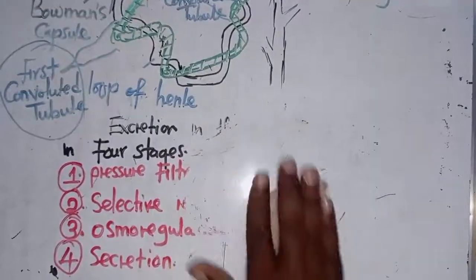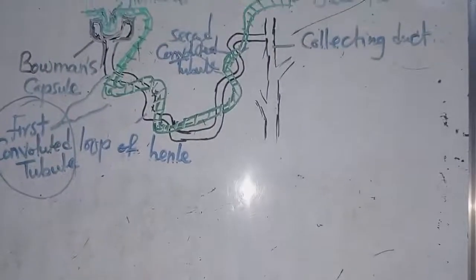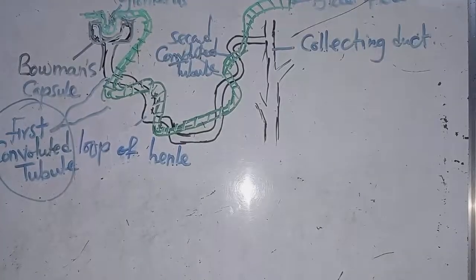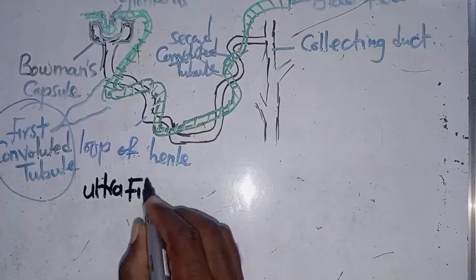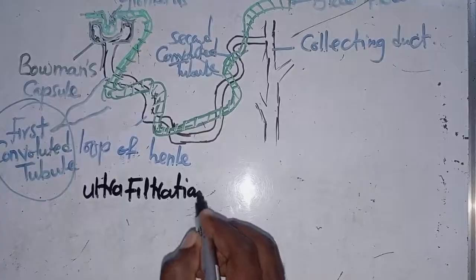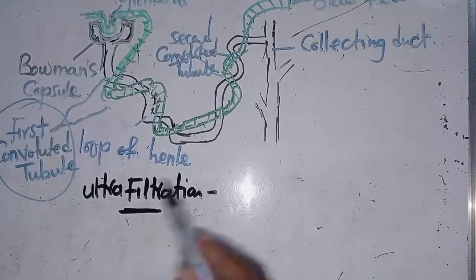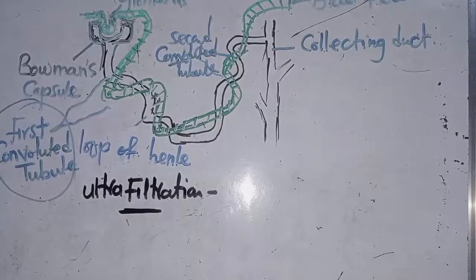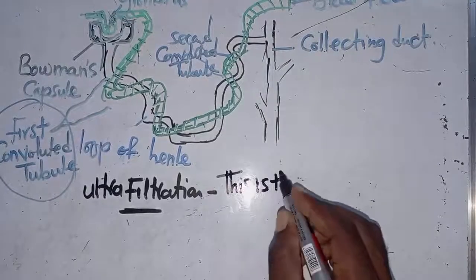So let me now explain these stages one by one so that you try to understand the concept. The first thing that gets to happen, we call it the ultrafiltration. This is the name that is given to it. So first of all, we need to understand what ultrafiltration is. I want you to understand that ultrafiltration is the filtration.